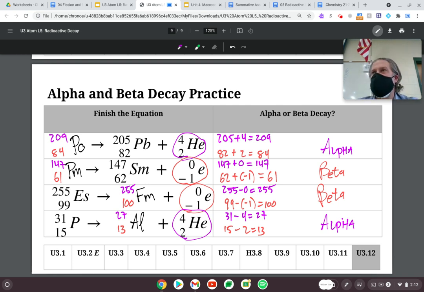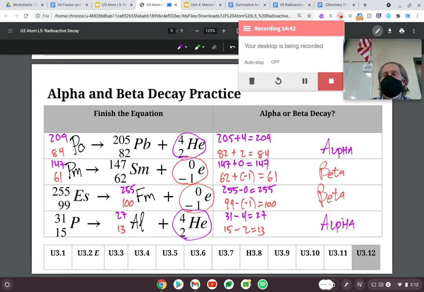Questions about the type of decay? There is significantly more that goes into decay and things like that. We are just not going to cover it. But in any case, those are your notes for the day.